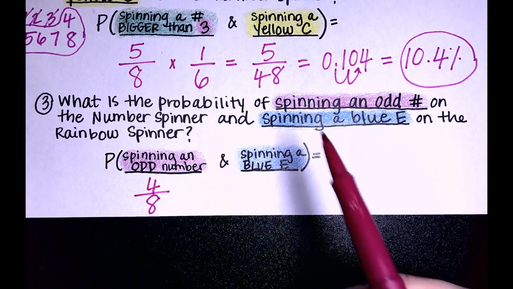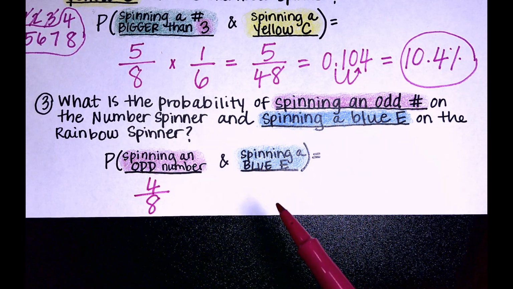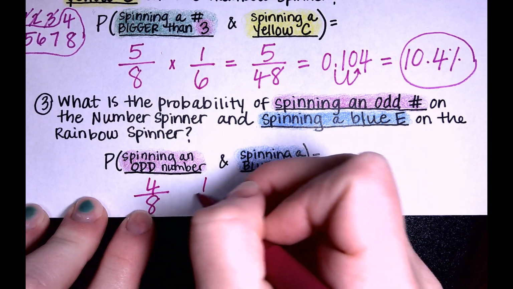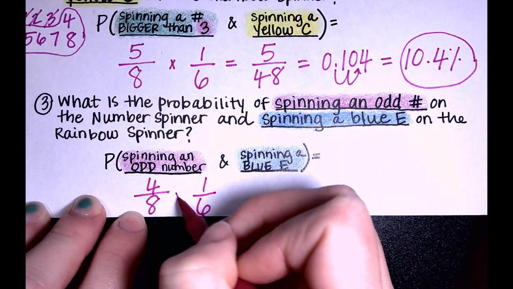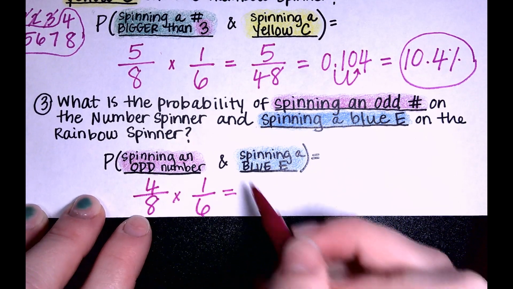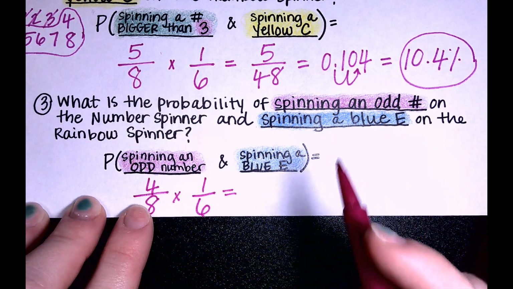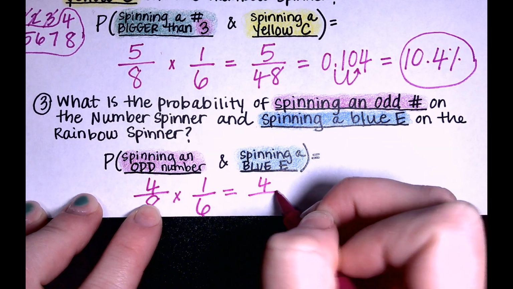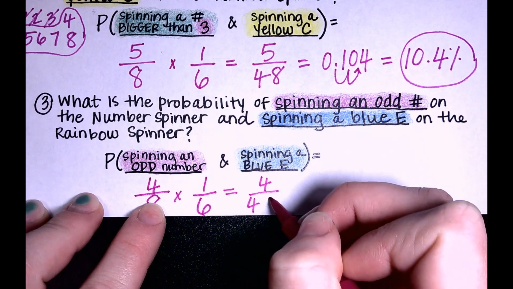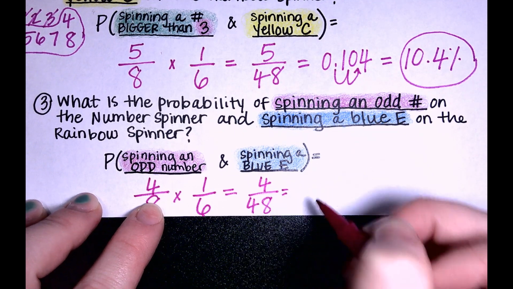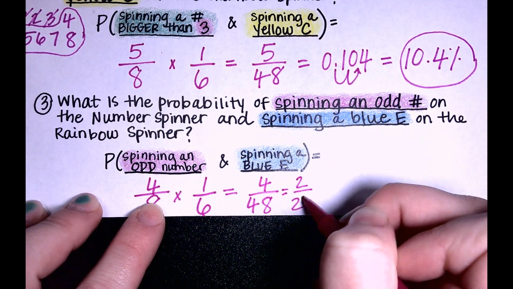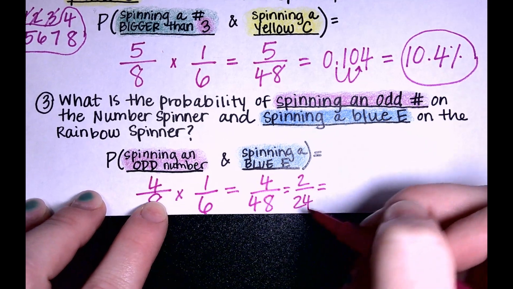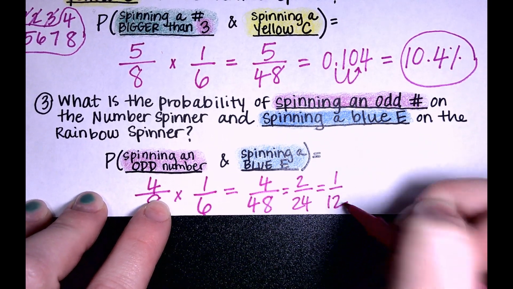And there's 8 total. Okay, and then what's the probability of spinning a blue E? 1 over 6. We'll multiply them just like the other 2, and you're going to get the same answer as number 1. 4 times 1 is 4. 8 times 6 is 48. If we wanted, we could simplify that to 2 over 24. It still could be simplified to 1 over 12.